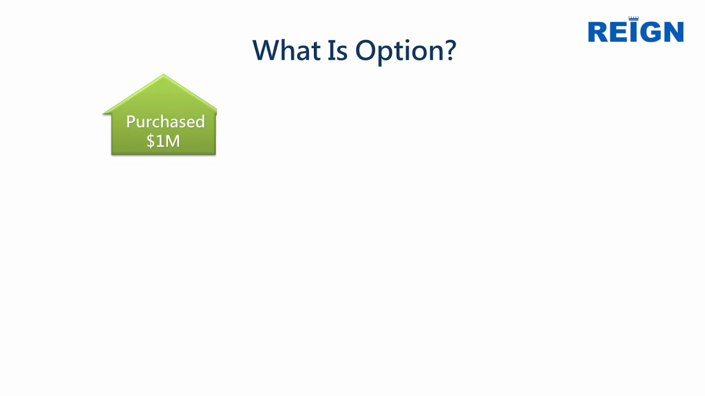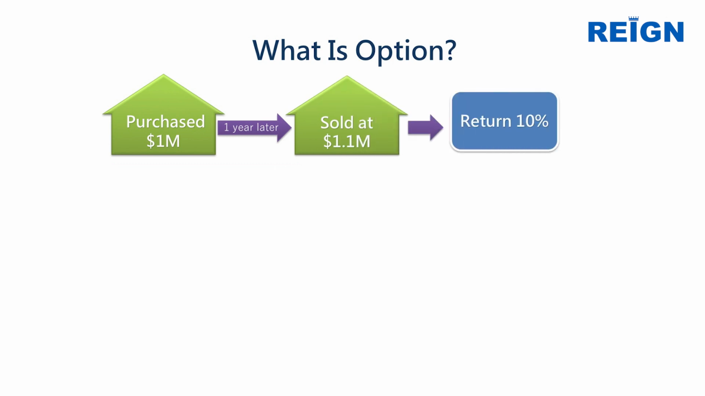The simplest way to make a profit from real estate is that I pay $1 million to buy a house. A year later, I sold this house for $1.1 million. How much did I make? $100,000, right? So that is a 10% return on my investment for 1 year. That is not a bad return, isn't it?